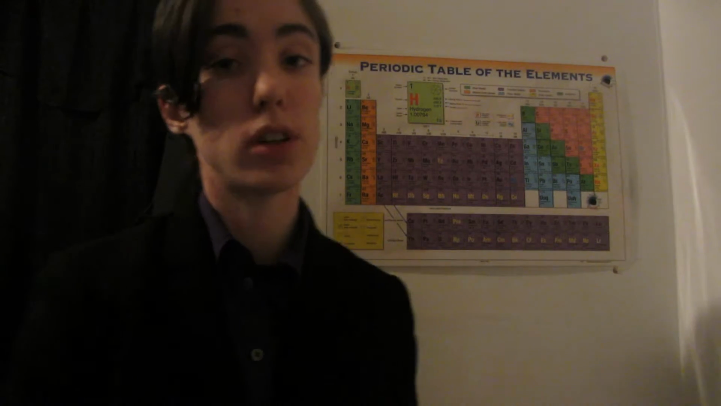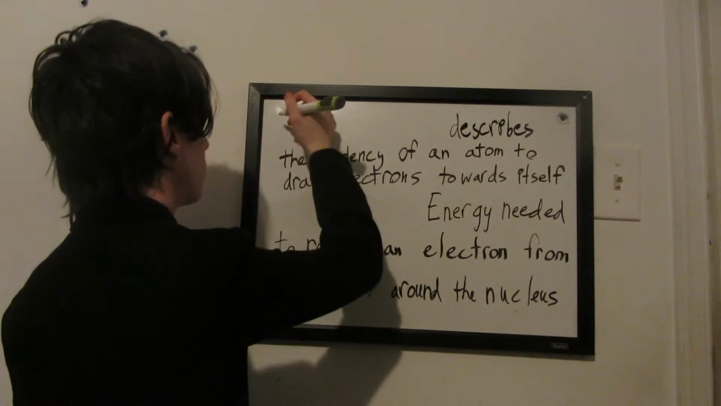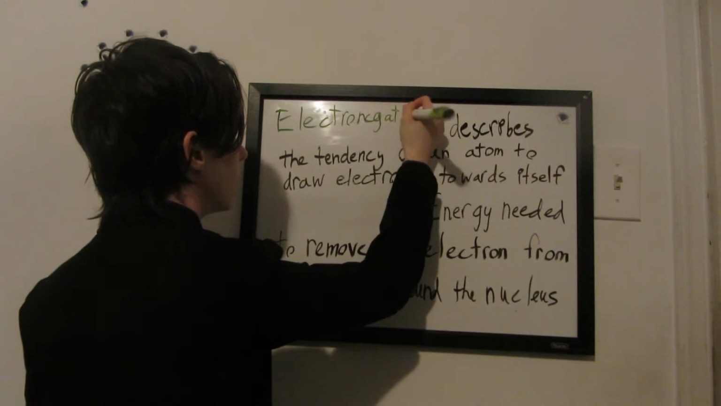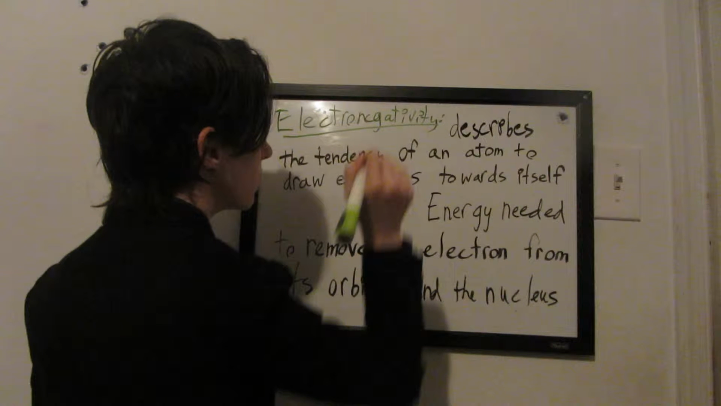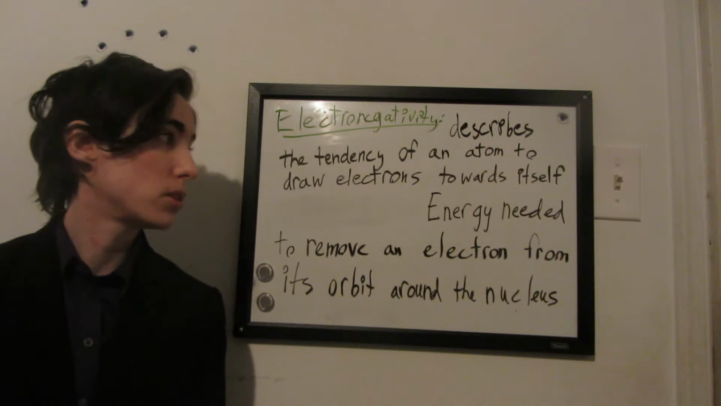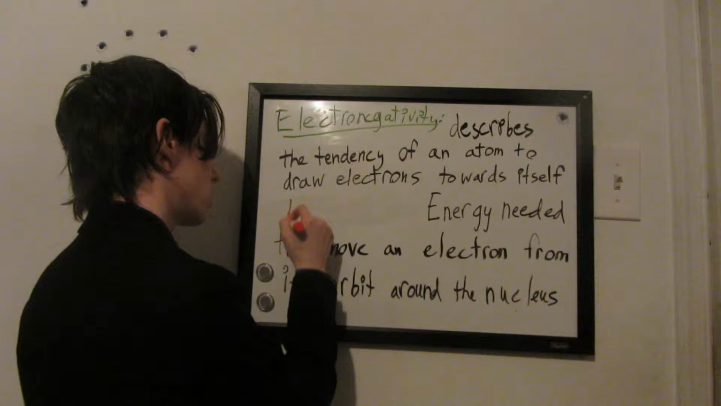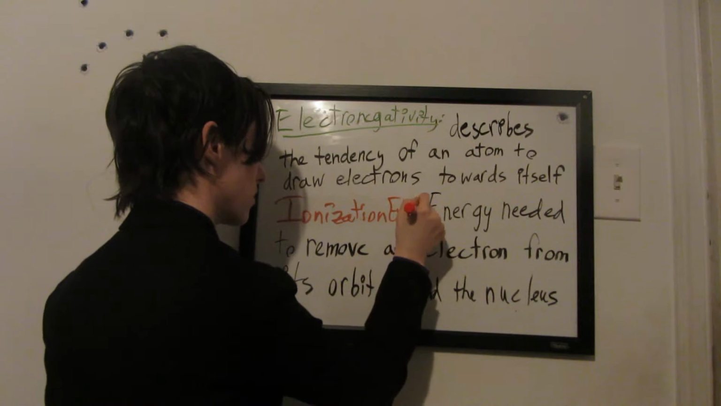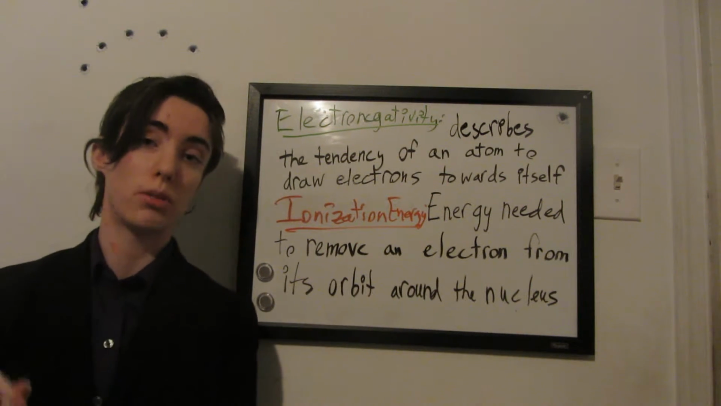But before we move on to periodic trends, we are going to need to look at a few definitions. Now, 2 useful definitions are electronegativity, which is a chemical property that describes the tendency of an atom to draw electrons towards itself. And of course, ionization energy, which is the energy needed to remove an electron from its orbit around the nucleus.